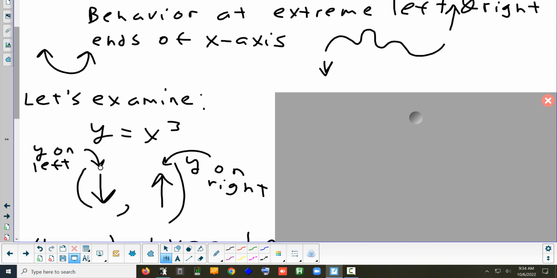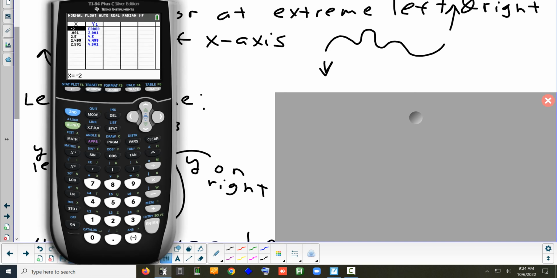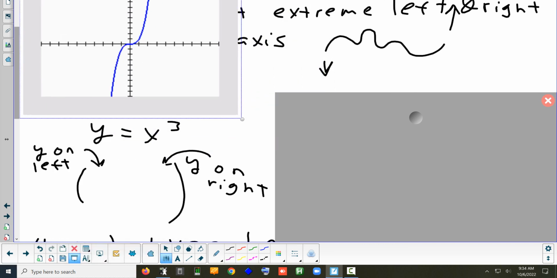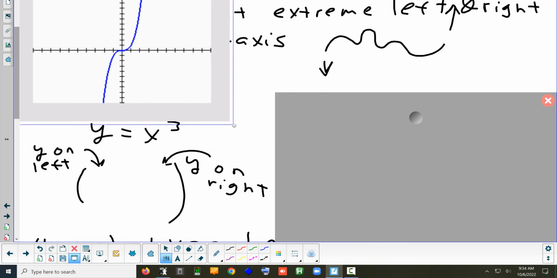So let's look at one way we could write end behavior, and then I'll show you another way. Let's graph y equals x cubed. If you have anything else in there, you just get rid of it. And let's see what y equals x cubed looks like. Okay. So that's what it looks like.